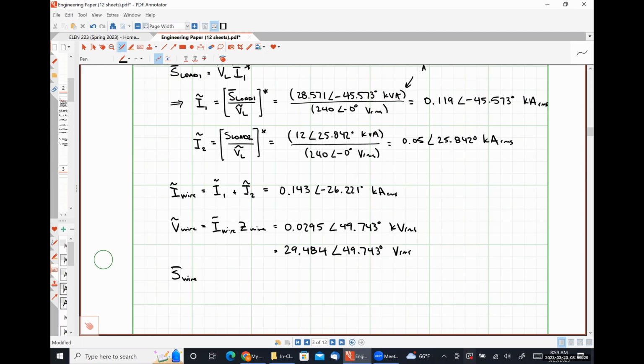S wire is V wire times I wire conjugate. So that's going to be 29.484 angle 49.743 degrees volts times 0.143 angle negative 26.221 degrees kiloamps RMS.